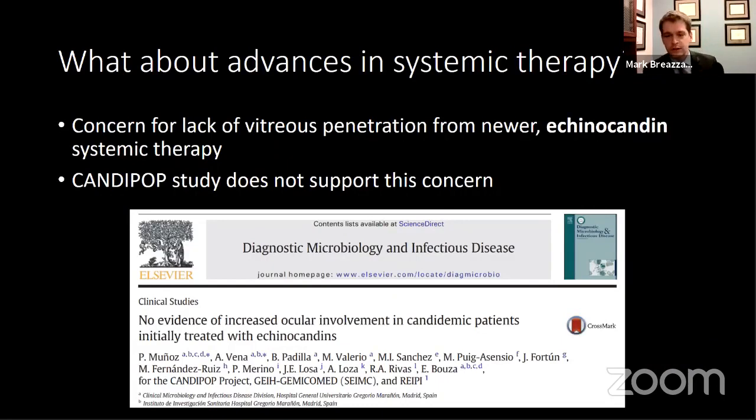Well, there's this concern that maybe the screening is still pertinent because echinocandins are a newer systemic therapy that doesn't have that great of vitreous penetration. However, Spain was ahead of us. They actually looked at this. The CandiPop study was a multi-center, prospective study throughout Spain, and they didn't find any differences in the eye findings of those patients who were on echinocandins versus those on traditional therapies with azoles and amphotericin, which traditionally have better vitreous penetration, supposedly.